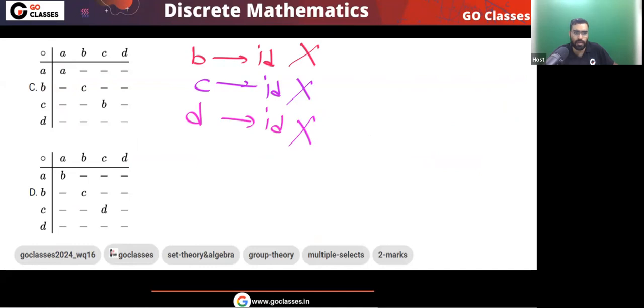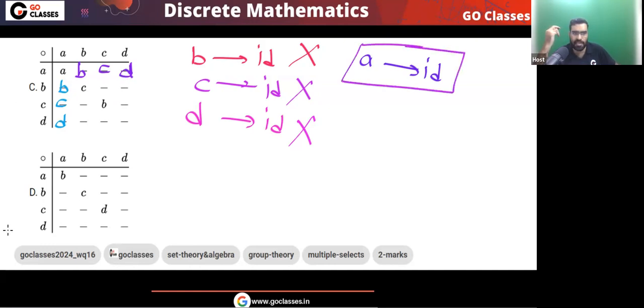What about finally A? Can I make A the identity element? If A is the identity element, the only possibility is that A is the identity element. Now you can notice if A is the identity element, then I must have this. Is there any problem? Now let's fill this. Remember, A is the identity element.